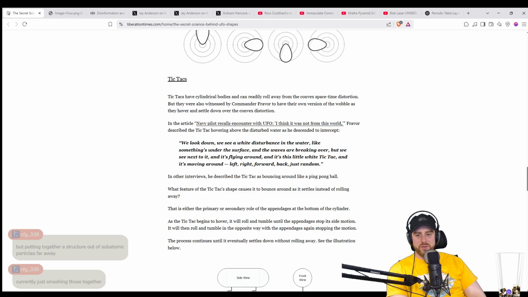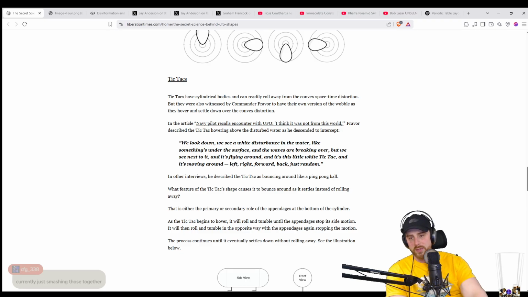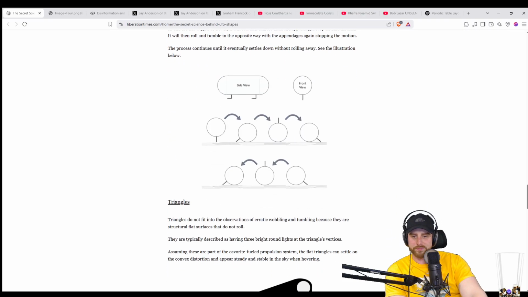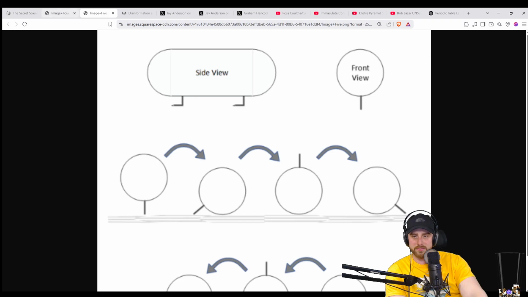What feature of the Tic Tac shape causes it to bounce around as it settles instead of rolling away? That is either the primary or secondary role of the appendages at the bottom of the cylinder. As the Tic Tac begins to hover, it will roll and tumble until the appendages stop its side motion. It will then roll and tumble in the opposite way with the appendages again stopping the motion. The process continues until it eventually settles down without rolling away. See the illustration below. See if we can make sense of this.